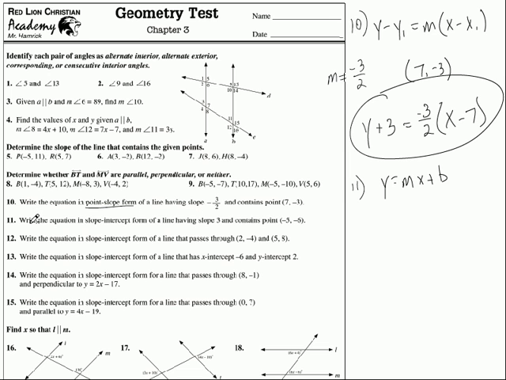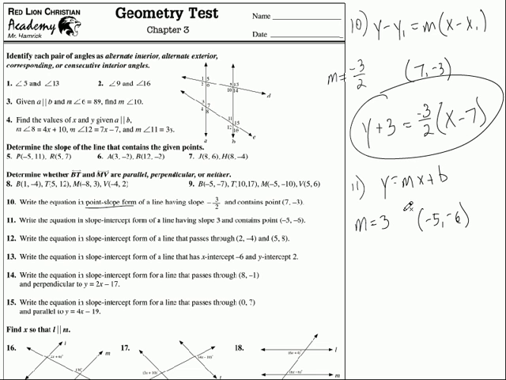Look at number 11. It says write the equation in slope-intercept form, which should look like this, of a line having a slope of 3. So watch what I do. I write down m equals 3 and contains points negative 5, negative 6. Now watch what we're going to do on this. Look what I know. I know negative 5, I know negative 6, and I know the slope is 3. I got 4 things here.